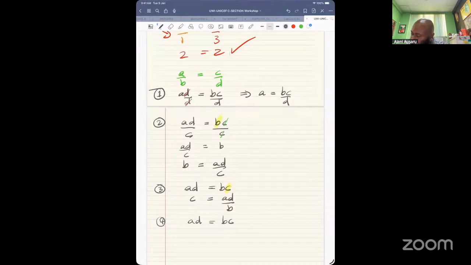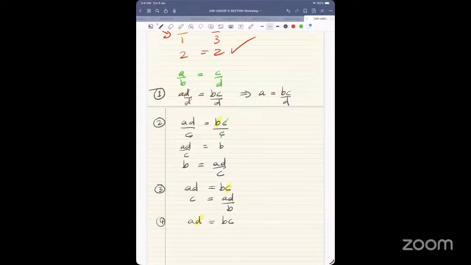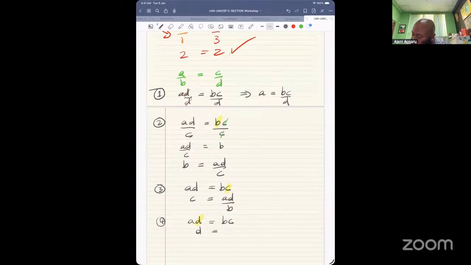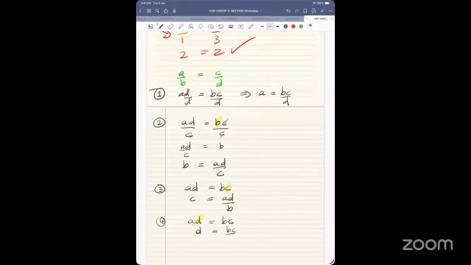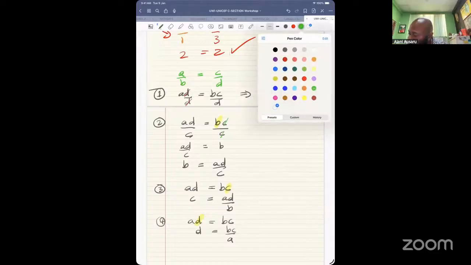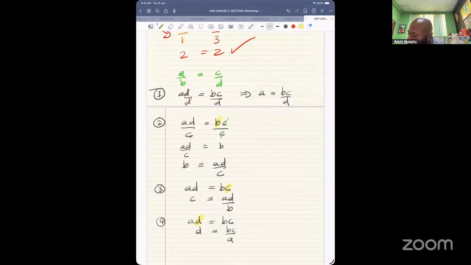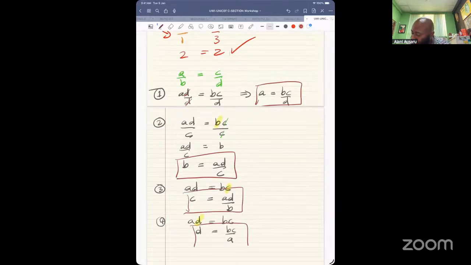All right. So now I want to make what the subject? D the subject, correct? What is D now? D is equal to what? BC over A. So we observe exactly what's going on. We can make A the subject as you have here, or we can make B the subject as you have here, or we can make C the subject as you have here, and we can make D the subject as we have there. All right.